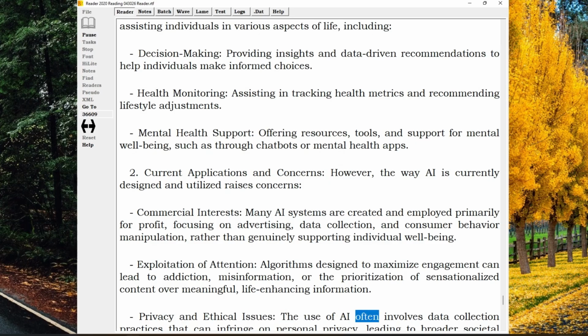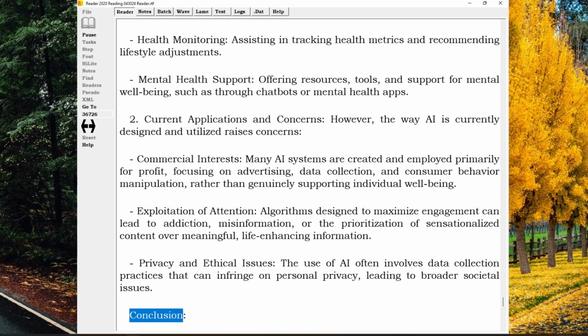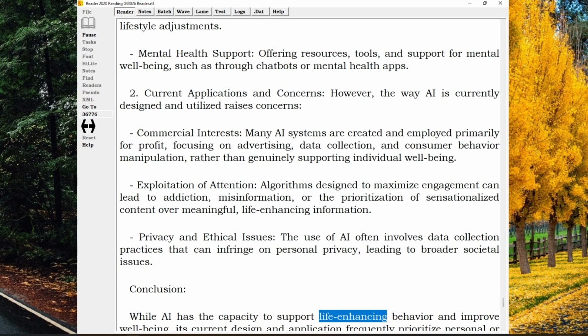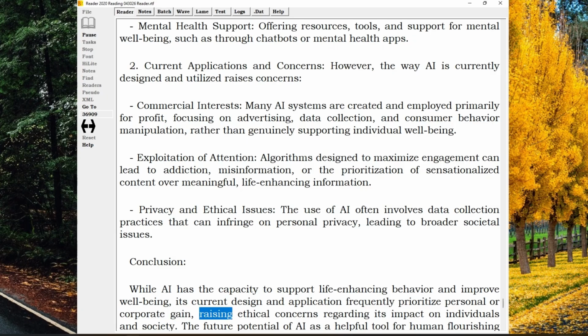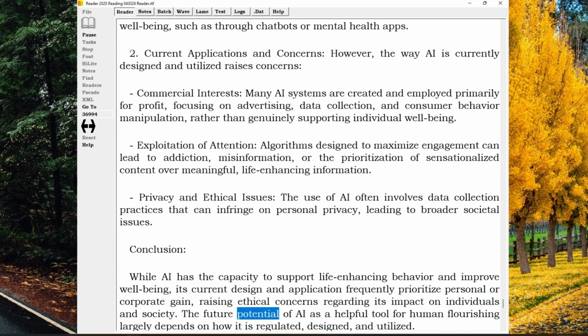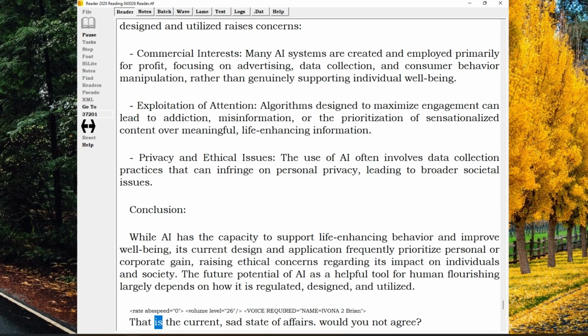The use of AI often involves data collection practices that can infringe on personal privacy, leading to broader societal issues. Conclusion. While AI has the capacity to support life-enhancing behavior and improve well-being, its current design and application frequently prioritize personal or corporate gain, raising ethical concerns regarding its impact on individuals and society. The future potential of AI as a helpful tool for human flourishing largely depends on how it is regulated, designed, and utilized. That is the current, sad state of affairs. Would you not agree? Free Chat GPT.